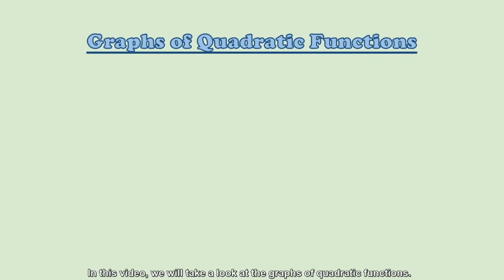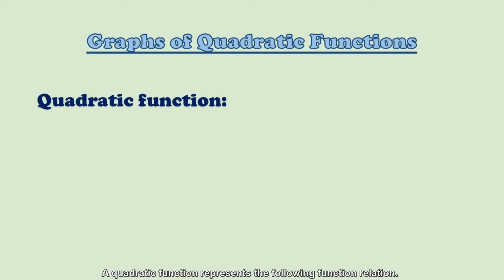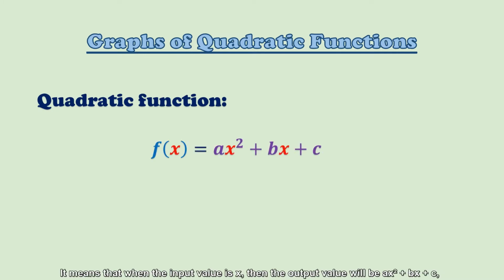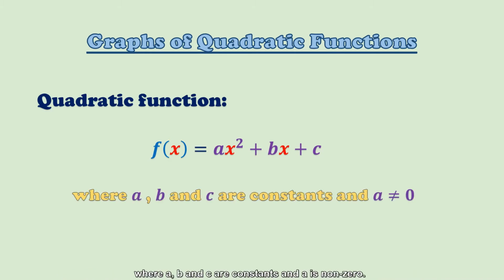In this video, we will take a look at the graphs of quadratic functions. A quadratic function represents the following function relation. It means that when the input value is x, then the output value will be ax squared plus bx plus c, where a, b, and c are constants and a is non-zero.